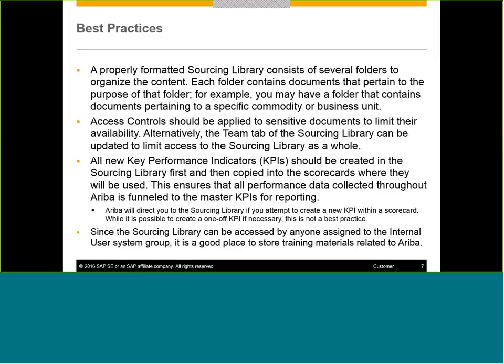We talked about access controls. That's a great way to limit availability of documents within the sourcing library without necessarily having to close it down to specific groups. So people can still use it, but you can control who sees certain documents. We already talked about key performance indicators. You definitely want to create those in the sourcing library as a best practice, and you will have all your data roll up that way.